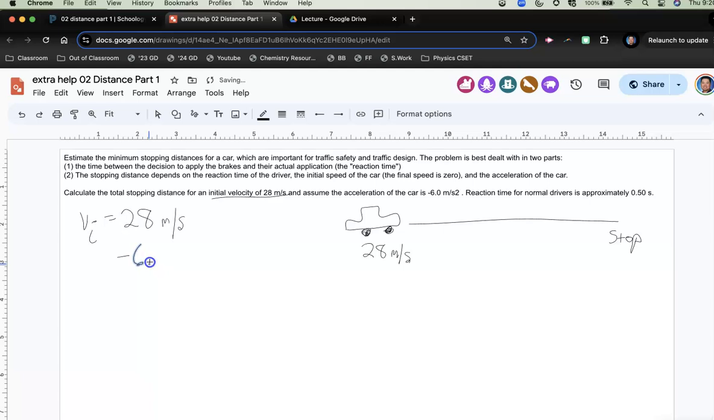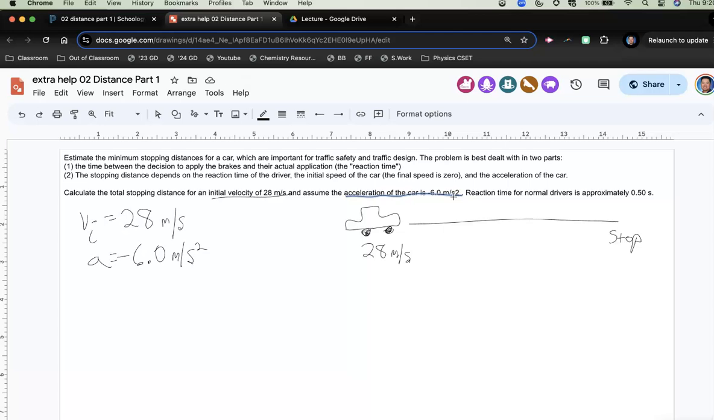So, Carlos, what is the next number that could be a variable? Negative 6.0 meters over seconds squared. So what variable will that be? Hey, how did you know? It has meters per second squared, and the problem says what? Acceleration of the car. Okay? How thoughtful of them to do that.